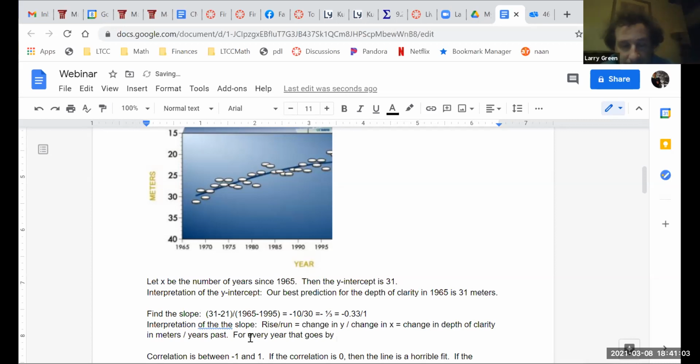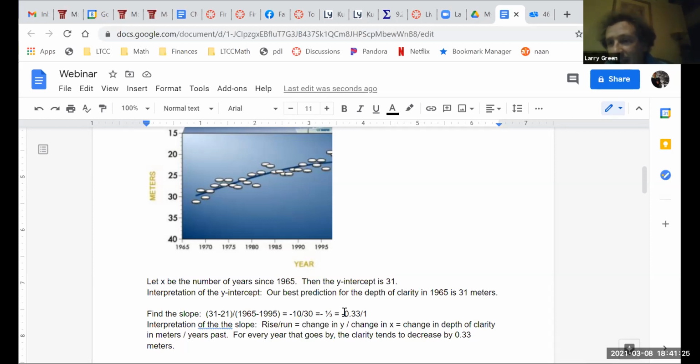It goes by. The clarity tends to decrease by 0.33 meters. Okay. And by the way, when you have negative, they usually use words to describe negative because it sounds weird to say, well, the clarity increased by negative 0.33 meters. That sounds weird, doesn't it? So it sounds a lot better to say it decreased by 0.33, which is the same thing as a negative increase. Anyone lost on this interpretation?